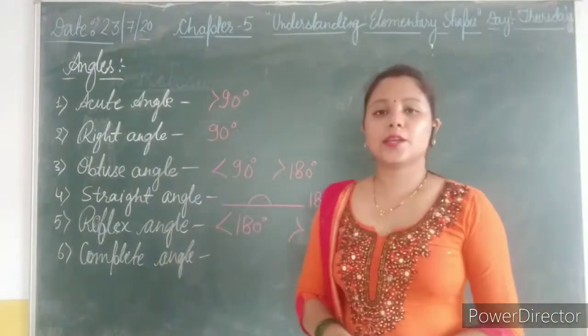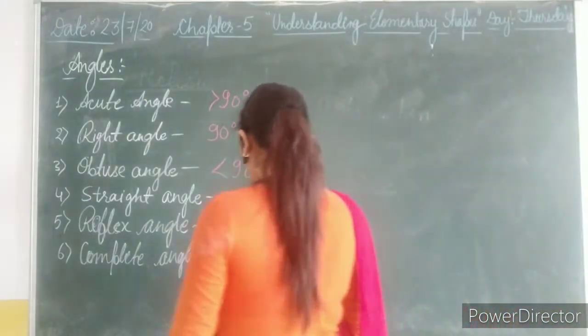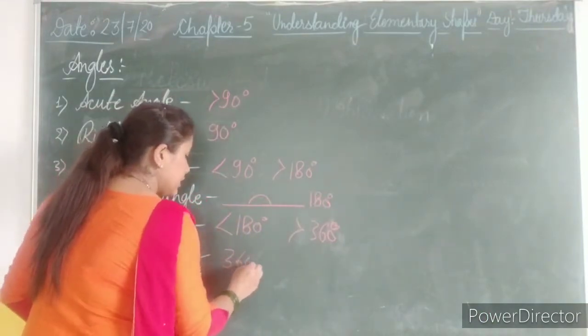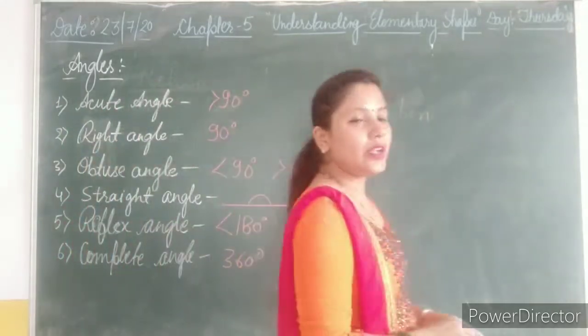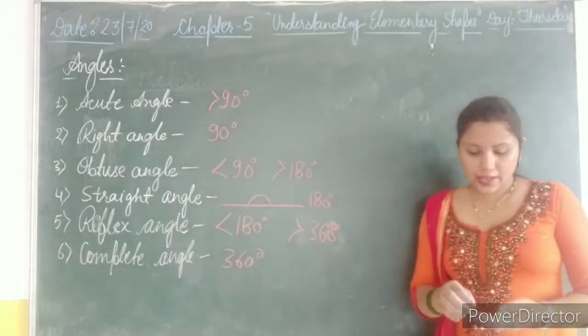The last angle is complete angle. So what is your complete angle? A 360 degree angle, that is your complete angle. Okay, so let's check how these angles look like.